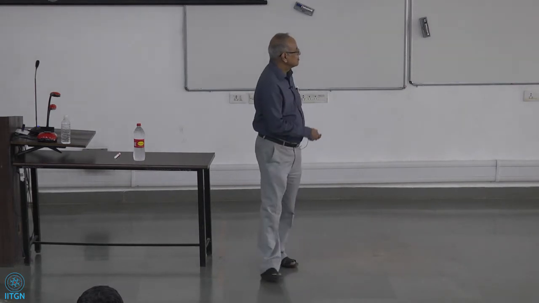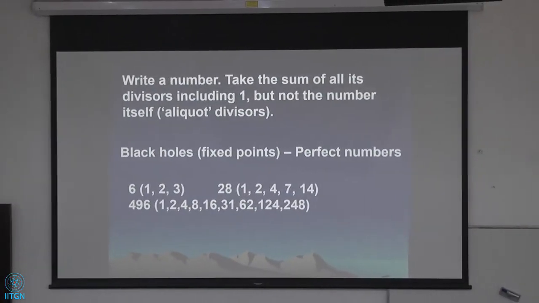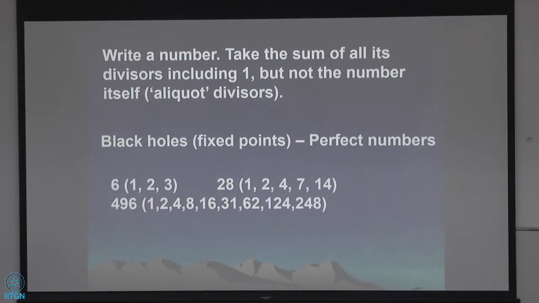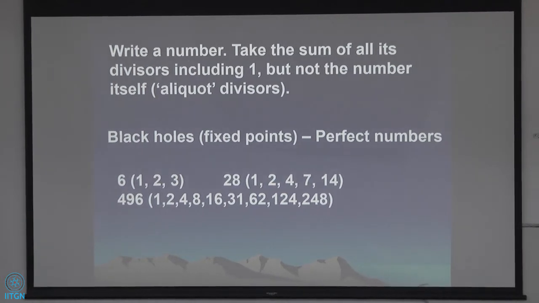So, these are perfect numbers, the first three. You see 6, 28, 496. If you add all these divisors, you will get this number. So, these are black holes, right? Because you start from 6, you get back to 6.